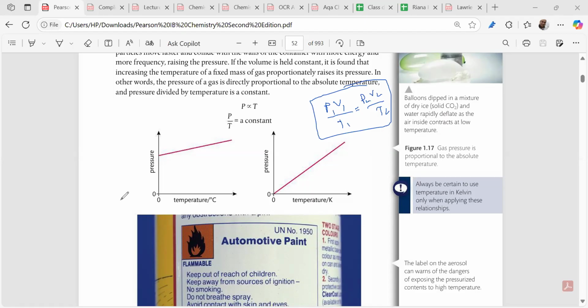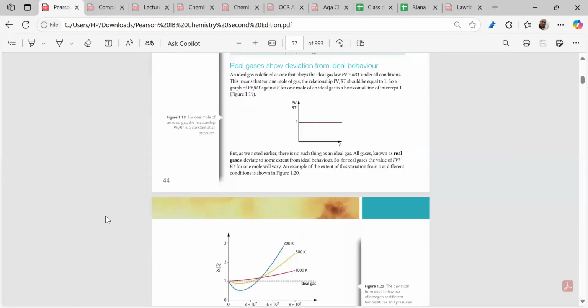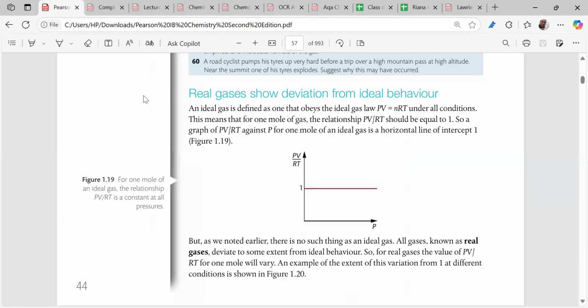Now over here, we have seen that when we talk about the real gases, right? We just understood what the ideal gases are. Ideal gases are those which follow the ideal gas equation. What is the ideal gas equation? PV equal to nRT. Is it clear?